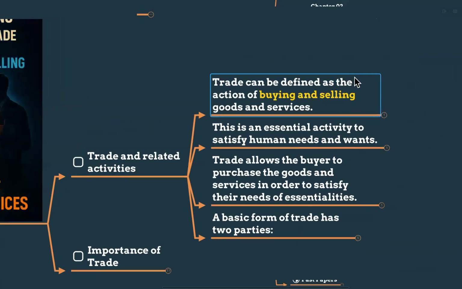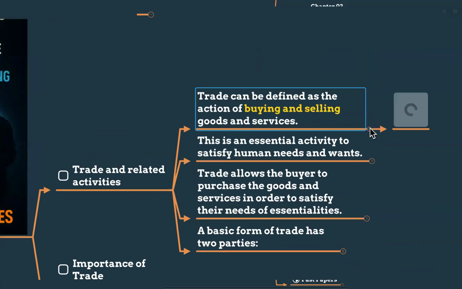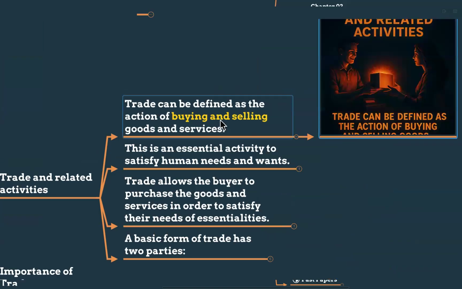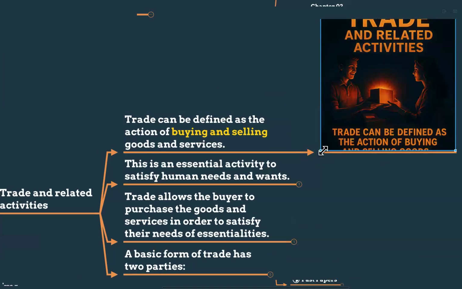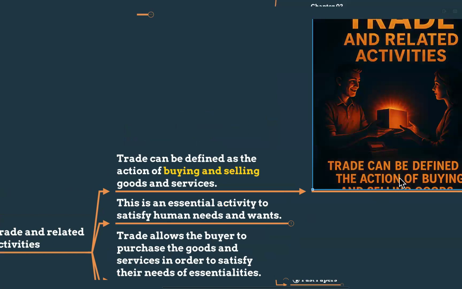Trade can be defined as the action of buying and selling goods and services. So the special term should be buying and selling goods as well as services. The basic concept of trade, right? It means trade is simply the action of buying as well as selling the goods and services. But students, it's so much more than that. But for simplifying, buying and selling goods and services, right?